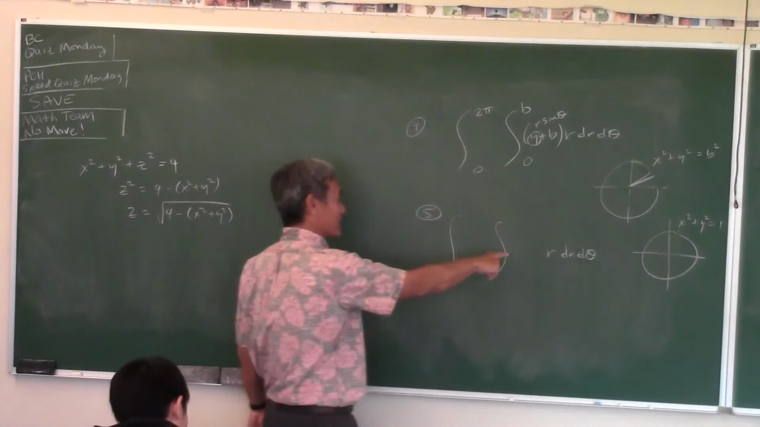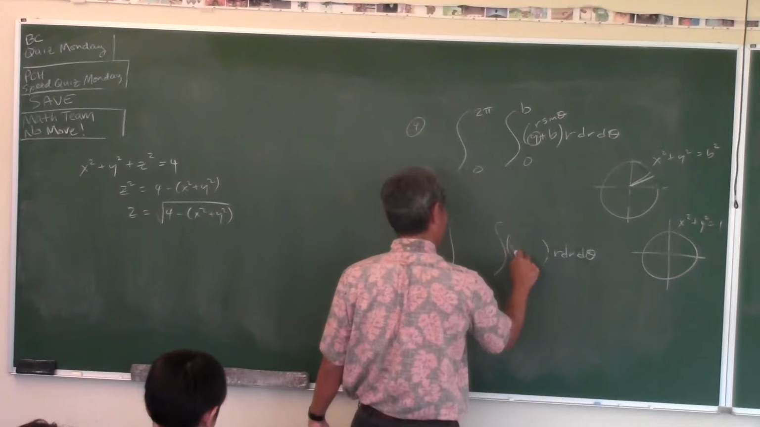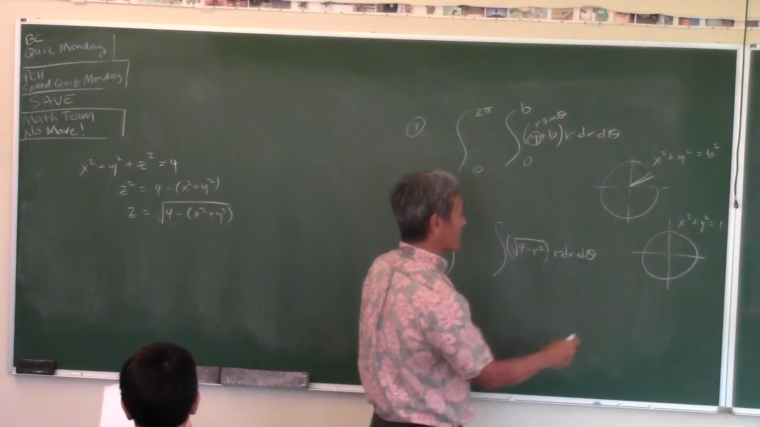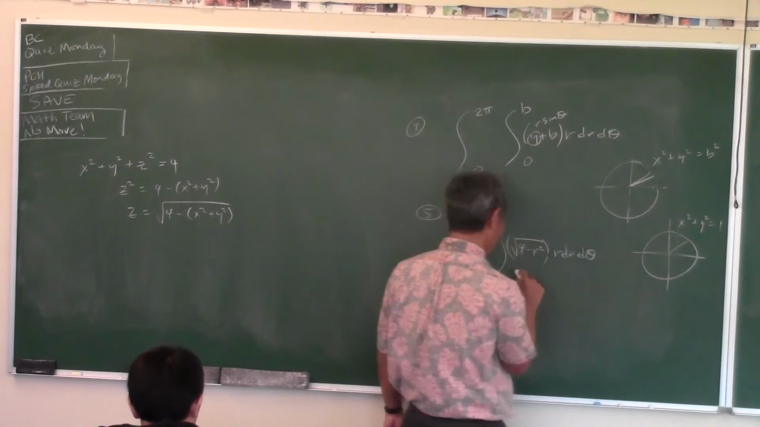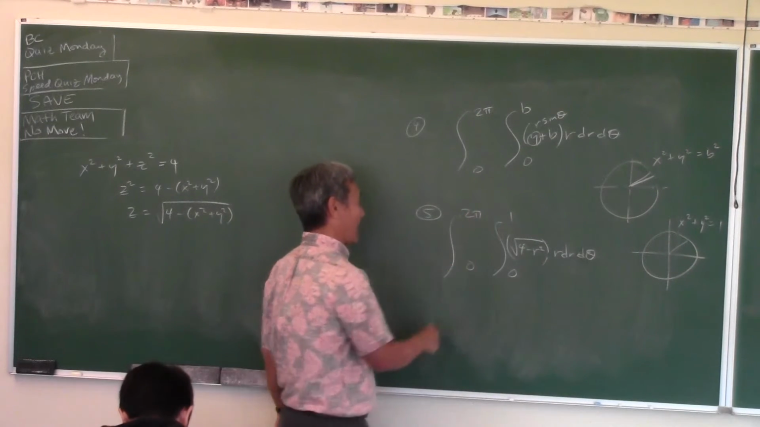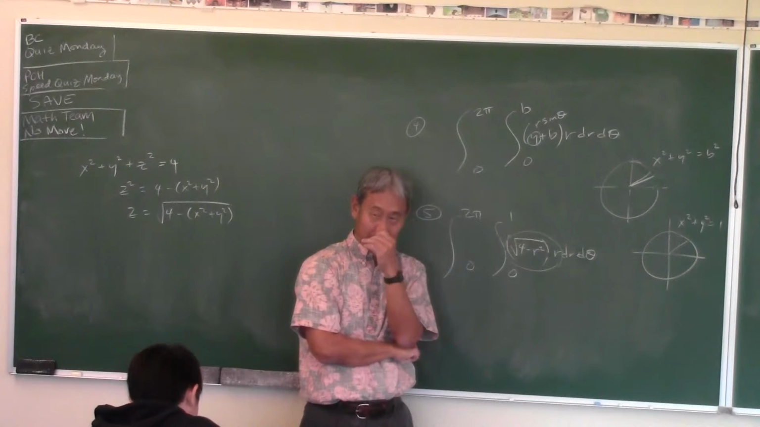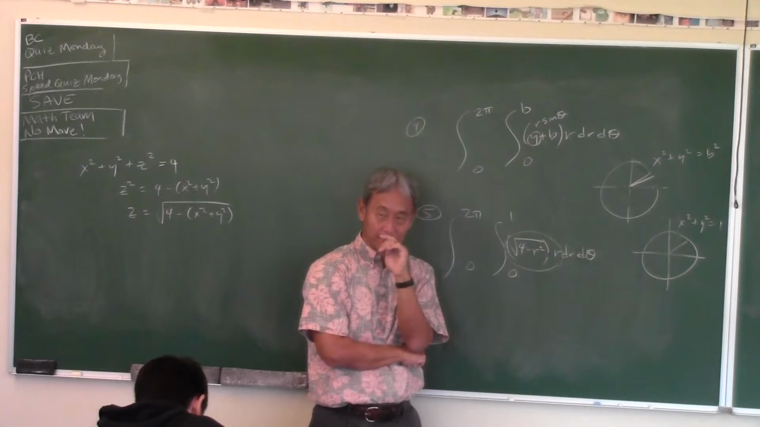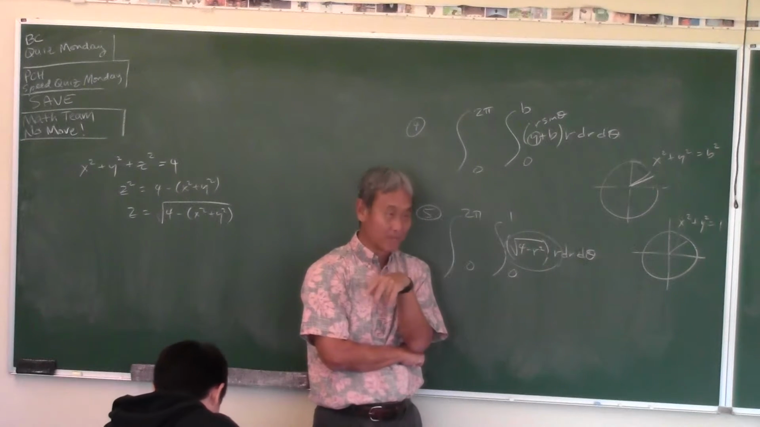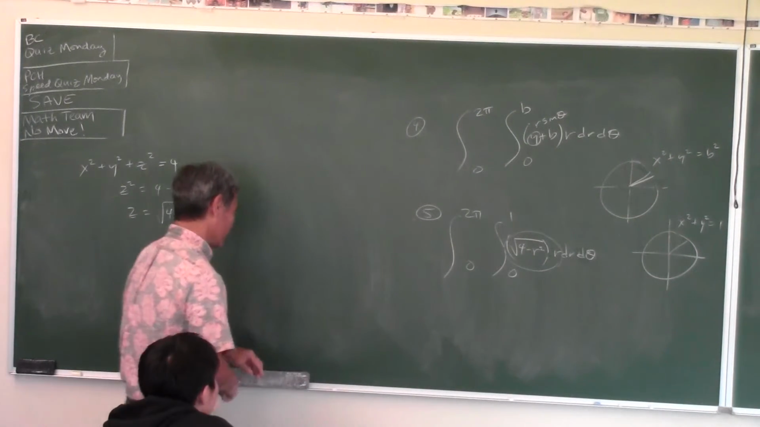Okay, so what do I plug in for z right here? Square root of 4 minus r squared. And then, like we said, what is r going to go from? 0 to 1. And theta goes from 0 to 2 pi. And look at that integral right there. How do I integrate that? You use u substitution. U equals 4 minus r squared, right? Yep. Okay, that one you can do.